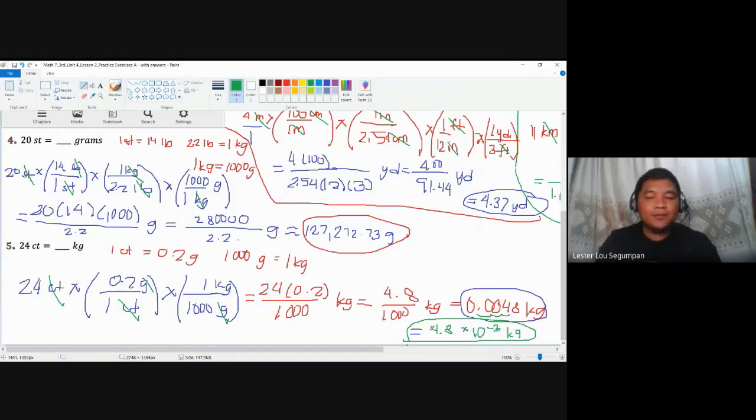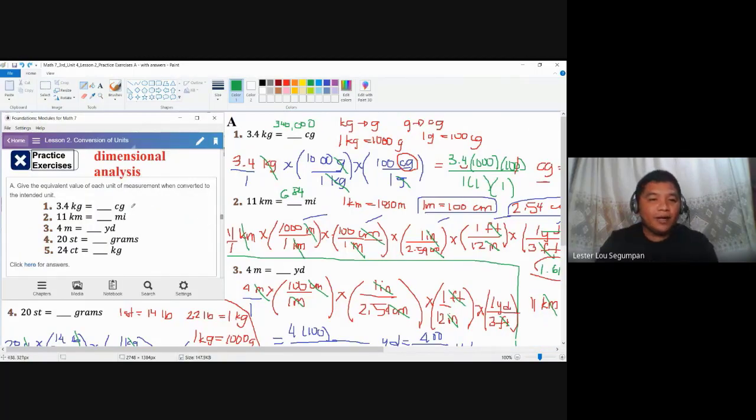So these are the processes under dimensional analysis. This actually looks too long, but that's the concept here. We need to understand how conversion of units takes place. In this video, we talked about measurement of mass and measurement of length. So for the next video, we'll have two different sets of measurements to convert under dimensional analysis.